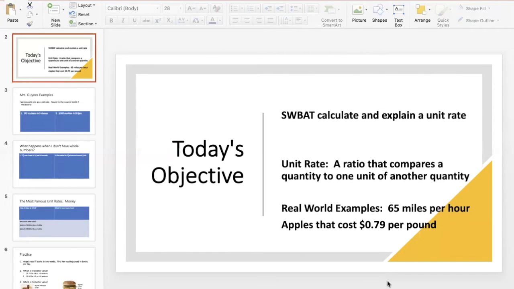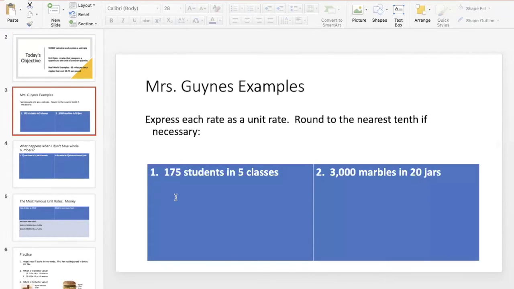Or if you were to go to a grocery store and buy apples, sometimes we have unit rates that tell us how much something costs per unit. So apples that cost 79 cents per pound. Every pound that you buy is worth 79 cents. Those are some real world examples of unit rates. And today you're going to be able to calculate and explain what those are. So let's take a look at my examples.